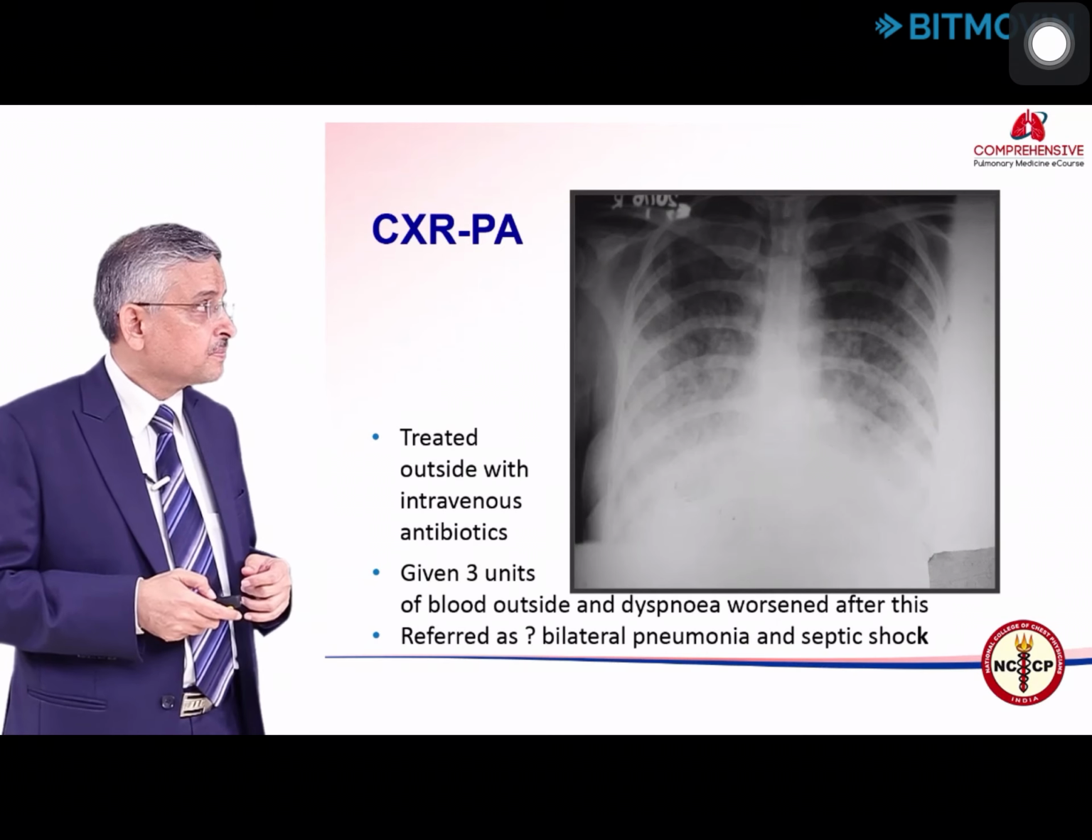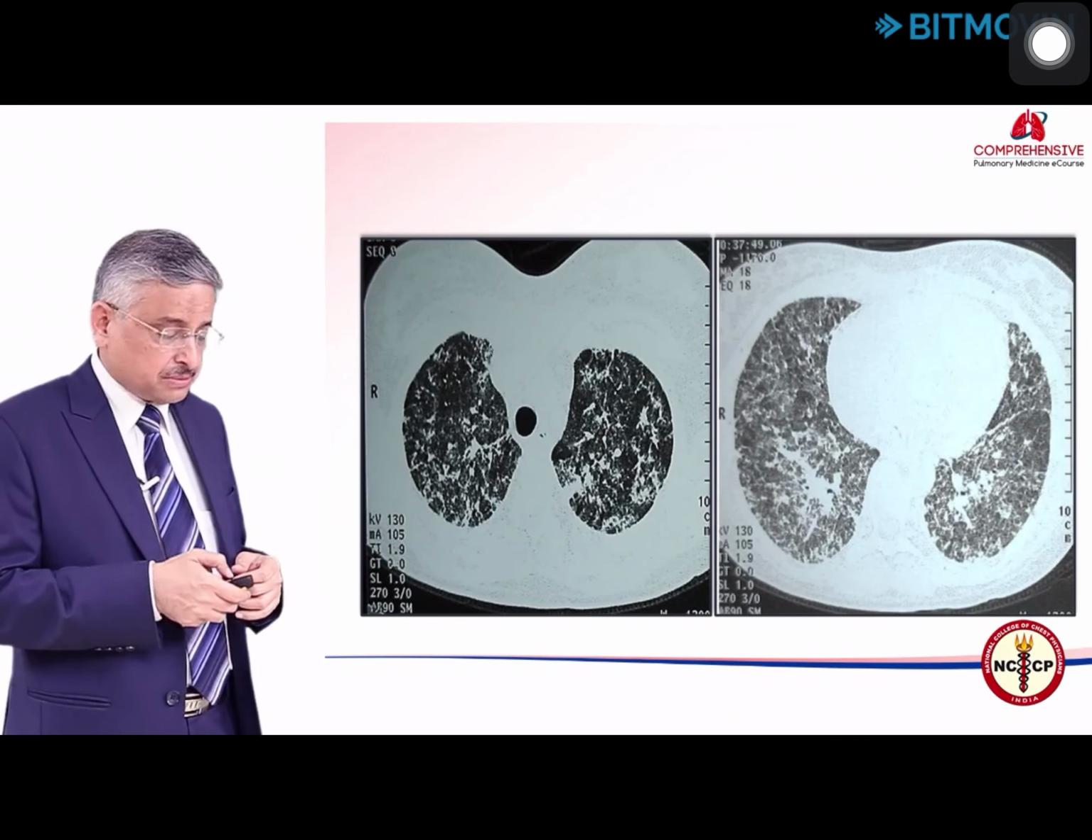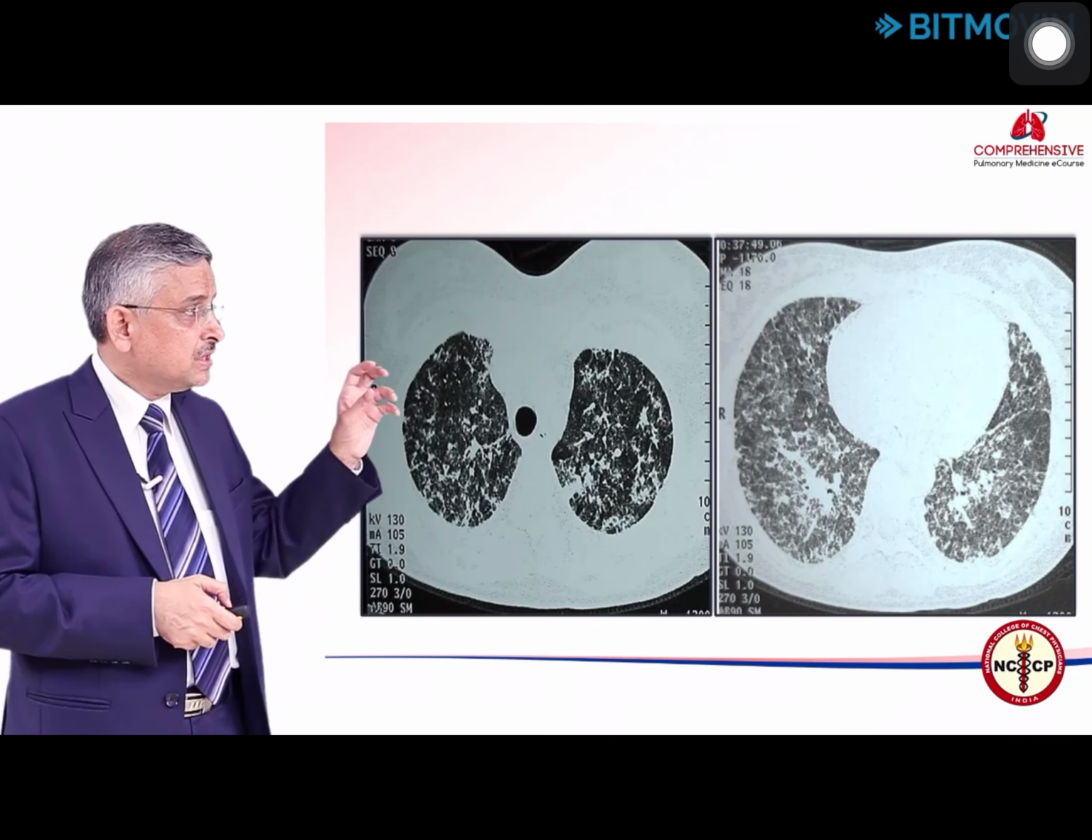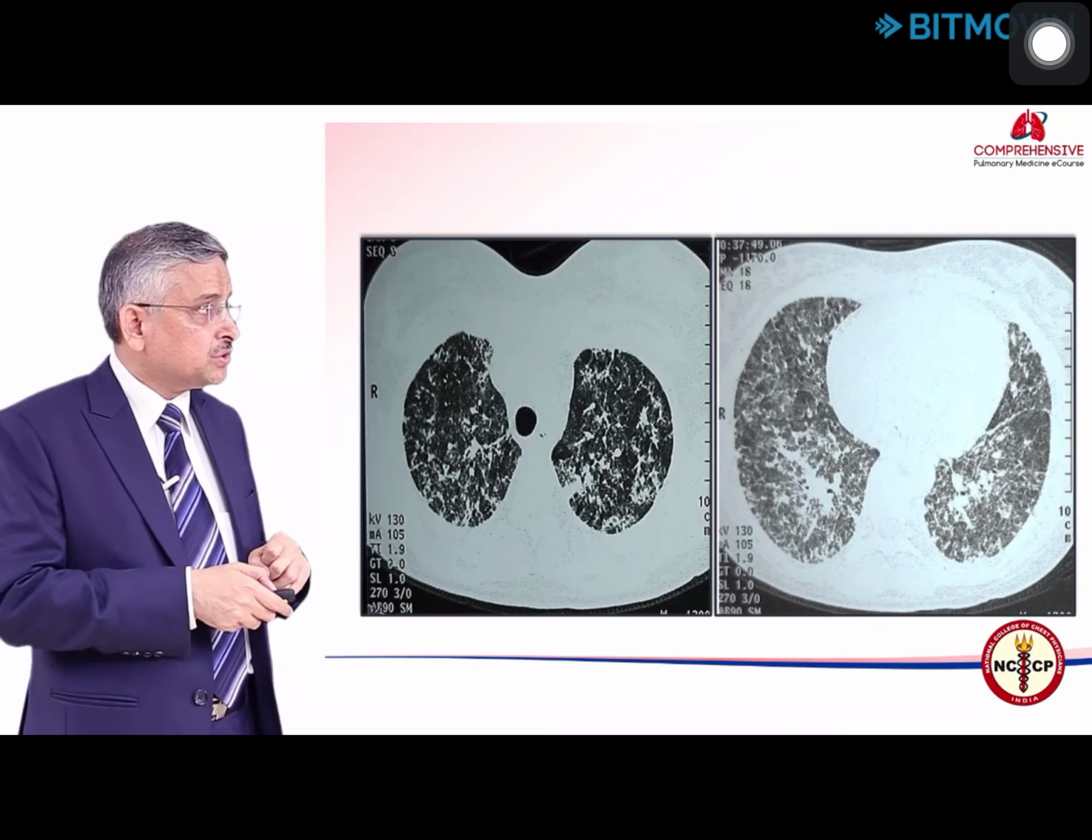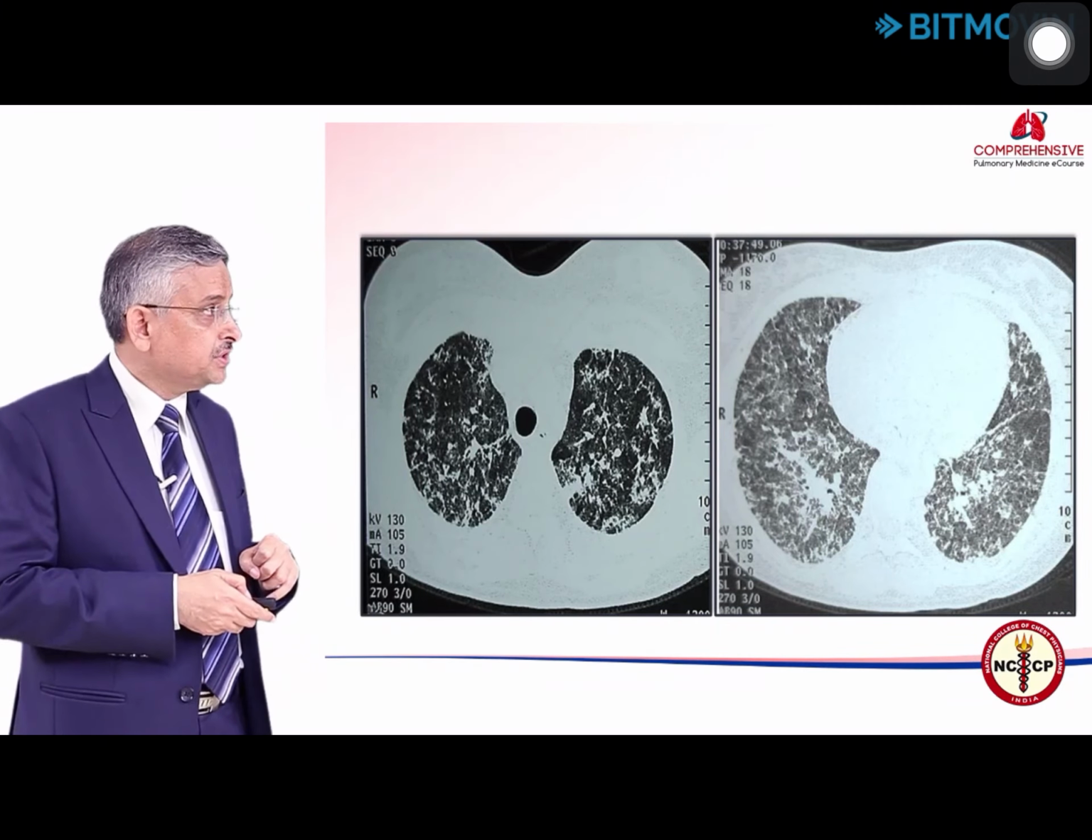This is the CT of the patient which was done subsequently, and as you can see there are these diffuse reticular shadows which are present in both the lung fields.